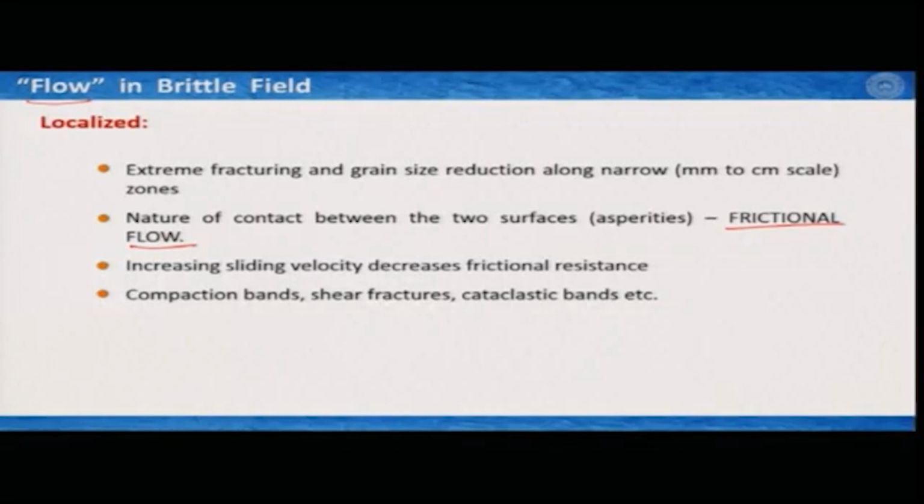Now, clearly if you increase the sliding velocity or the strain rate, that decreases the frictional resistance. So, if you have more sliding velocity or force, then you quickly deform the rock. As examples of localized deformation, you can cite many: compaction bands, shear fractures, and sometimes cataclastic bands are also included in the localized type of cataclastic deformation. We will learn all about this in the following slides.